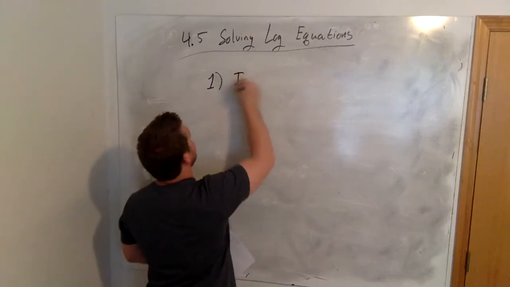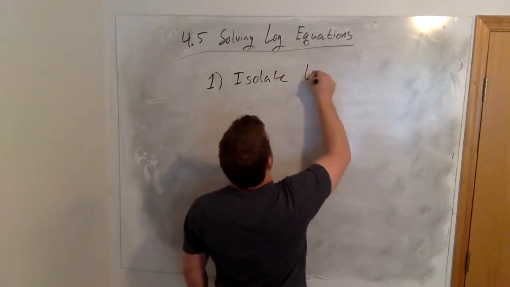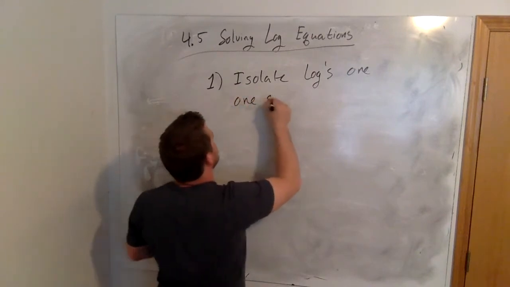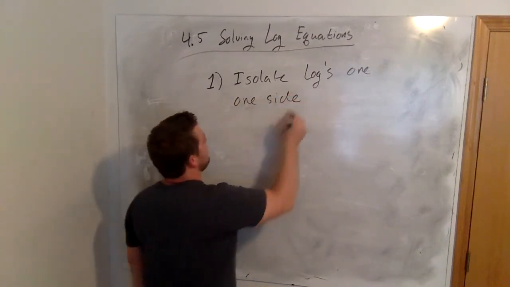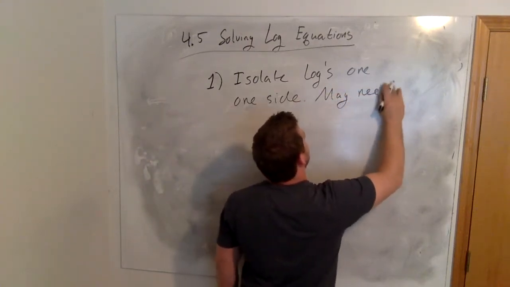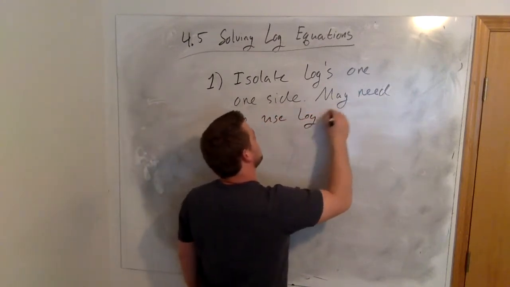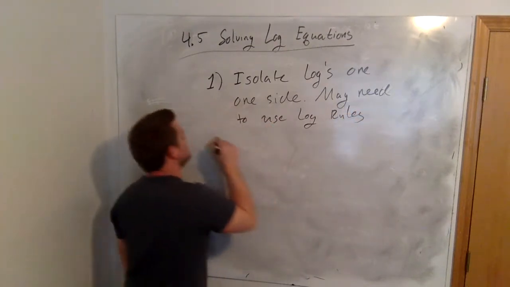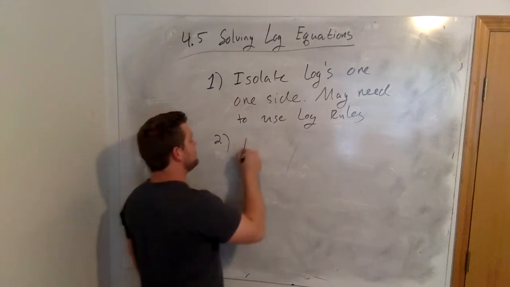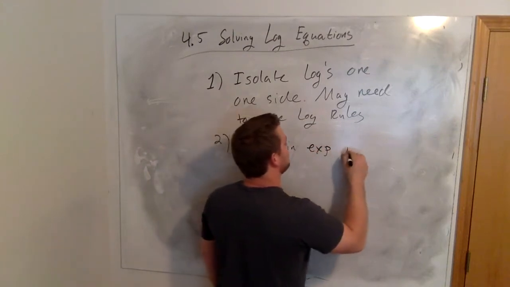So here we're going to try to isolate logs on one side. I'm going to note here, may need to use log rules. What else do we need to know how to do? From here, we're going to want to write in exponential form.